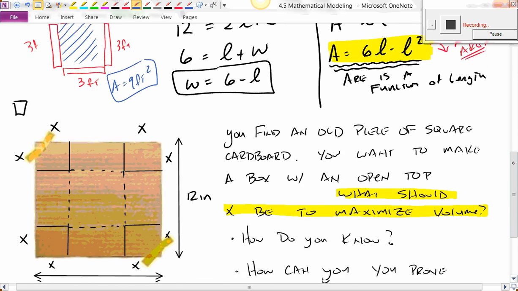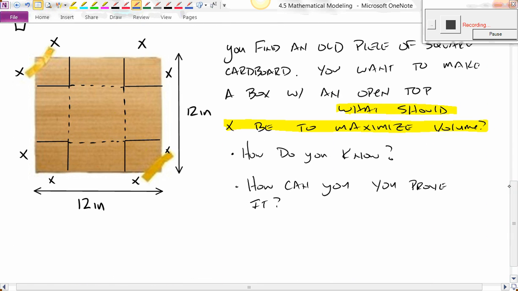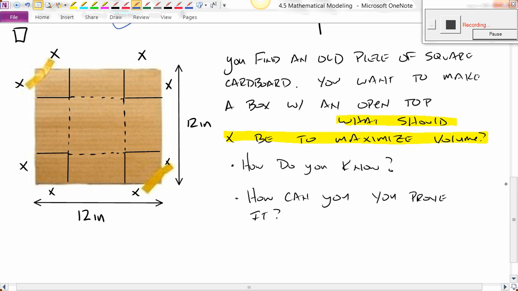Alright, the second problem was this, the cardboard problem. It says you find an old piece of square cardboard and you want to make a box with an open top. So what should x be to maximize the volume? How do you know? How can you prove it? So here's this old piece of cardboard that's 12 inches long on either side, so it's square. And we want to cut x out here to create a box with an open top of maximum volume again.